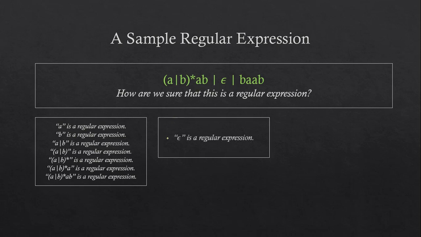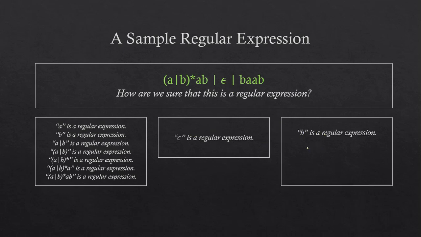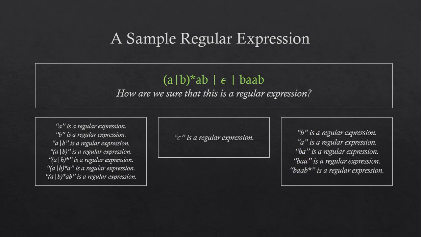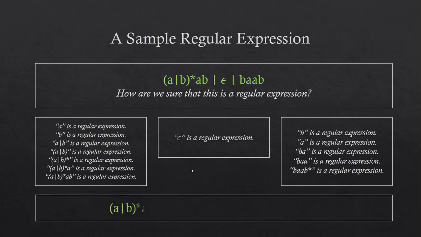The second part is just a base statement because it is just epsilon, and from our base statements, epsilon is a regular expression. The third part here is basically a series of concatenation. So B, A, both are regular expressions because they are symbols, and their concatenation is going to be a regular expression as well. So we have our three subparts here, and if we OR these three parts together, what we end up with by definition is another regular expression. So that is how the definition works.